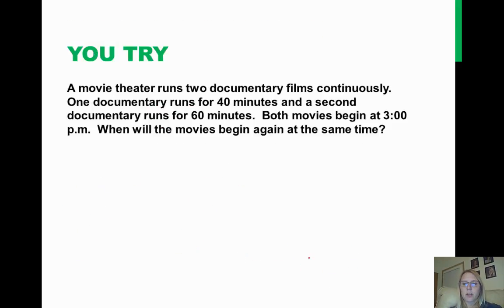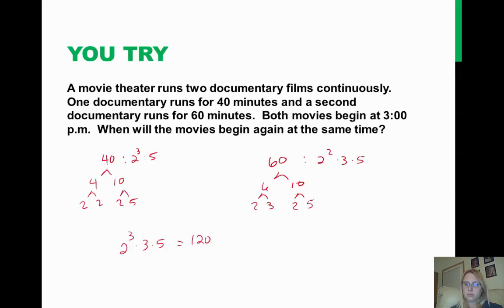Now I want you to take time to pause the video and try this one on your own, and then come back and check your answer. You should have gotten 120 minutes, which is the same thing as 2 hours. So on this particular one, if both movies started at 3 p.m., then they ended at 5 p.m. Hopefully that's what you got. And that's it for the word problems for the greatest common factor and the least common multiple.